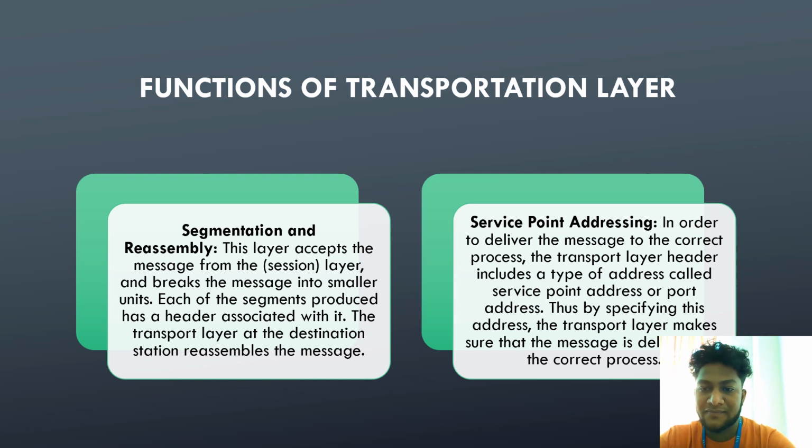Service point addressing. In order to deliver the message to the correct process, the transport layer header includes a type of address called service point address or port address. Thus, by specifying the address, the transport layer makes sure the message is delivered to the correct process.